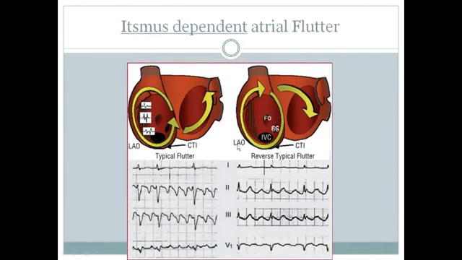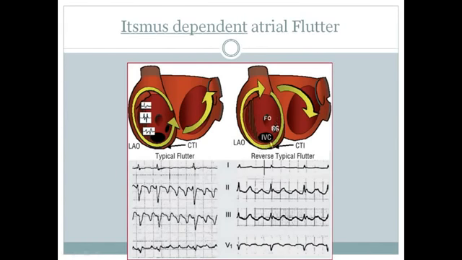Let me show you why that is. So this is the typical flutter. The typical flutter goes in this direction, goes up. When it goes up, it goes away from the inferior leads. That's why you see negative deflections, because the energy goes up. And V1 is standing up here, so it goes towards V1, and it is positive in V1. We have isthmus-dependent flutter as well, counterclockwise in the other direction. It will be this one.